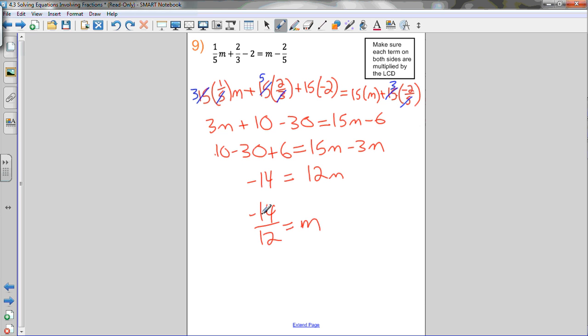Those are both even numbers, so I know at least 2 goes into both of them. So divide the top and the bottom by 2. I get -7 over 6. And that is now in simplest form. M equals -7 over 6 is the answer to that question. And you can plug that back in and make sure you've solved it properly.